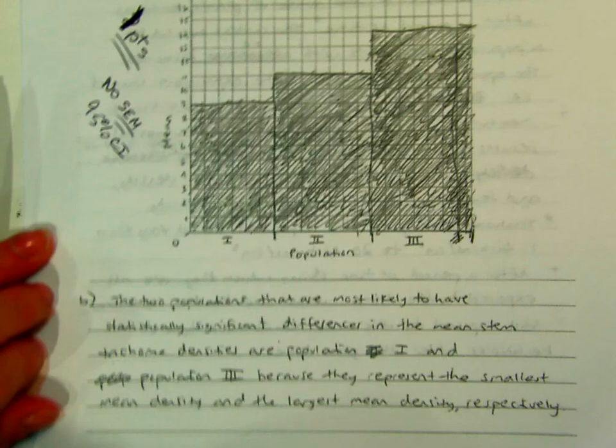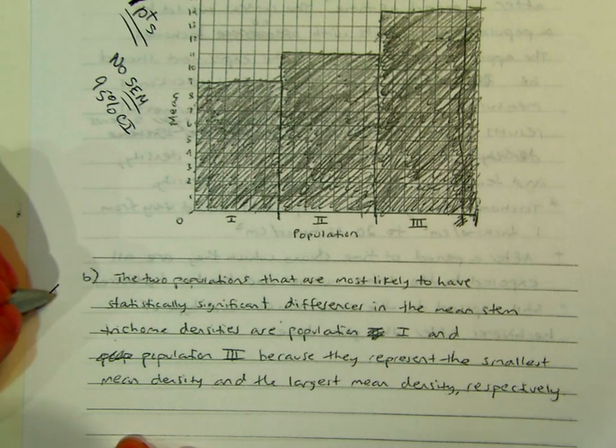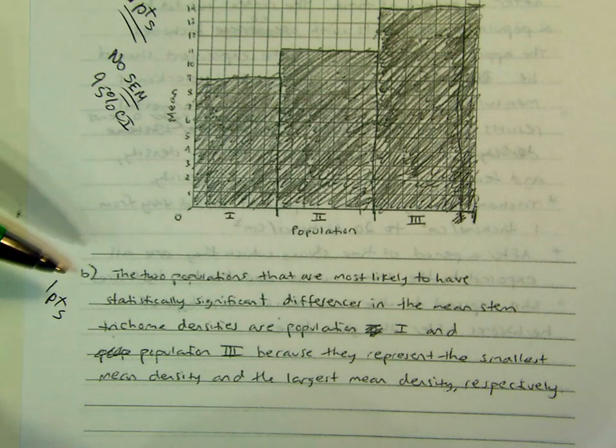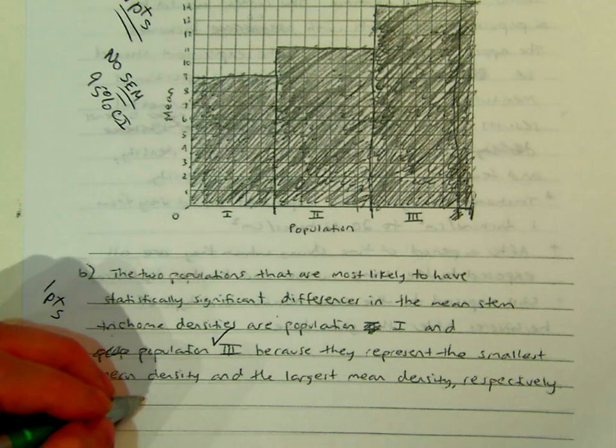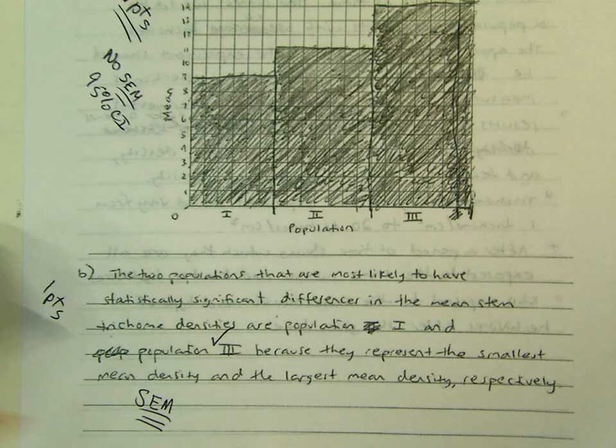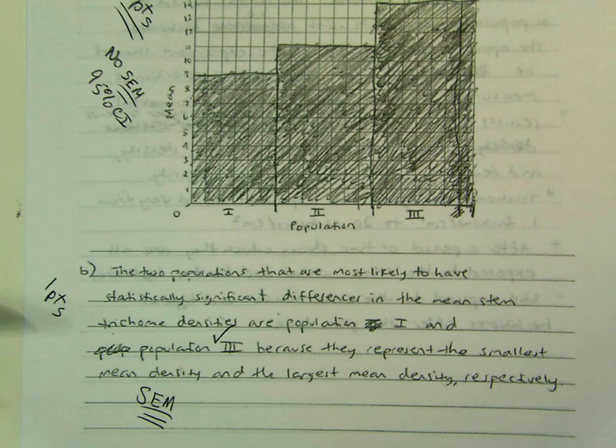So for part B, they only got 1 point. The two populations that are most likely to have statistically significant differences in the mean trichome density are populations 1 and population 3. They got a point for that because they represent the smallest mean density and the largest mean density, respectively. That is a true statement, but if you go back to the question, they asked you to use the standard errors of the means to justify your choice of which two groups were the least alike, and this student did not do that. So they only got 1 point for that, and that was actually kind of a typical response to Part B that year.